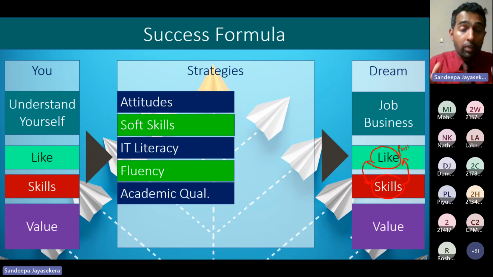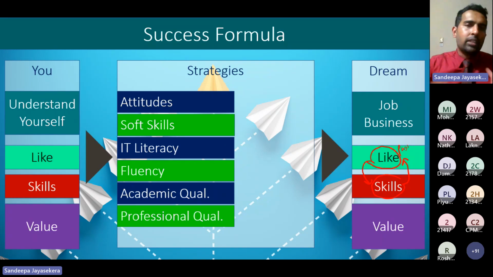So that's the whole idea of an MBA, right? Think about your MBAs, think about your PhDs. Those are the academic part we require in our future jobs. At the same time, you need to have the professional qualification, depending on the future job or the business you are going to do. You need to understand what professional qualifications are required, and then you need to get those professional qualifications, right?